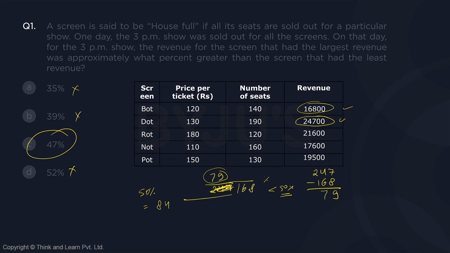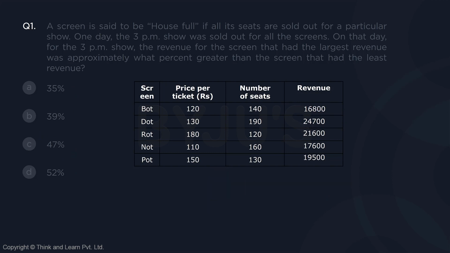Is it clear? This is how you can eliminate the options. So we are not calculating the exact. I am not sure whether it's going to be 47 or 48 or 46.5. I am not sure about that. I am only doing elimination of options. And this is how you can do also. Clear? Very easy question. First one. Second.